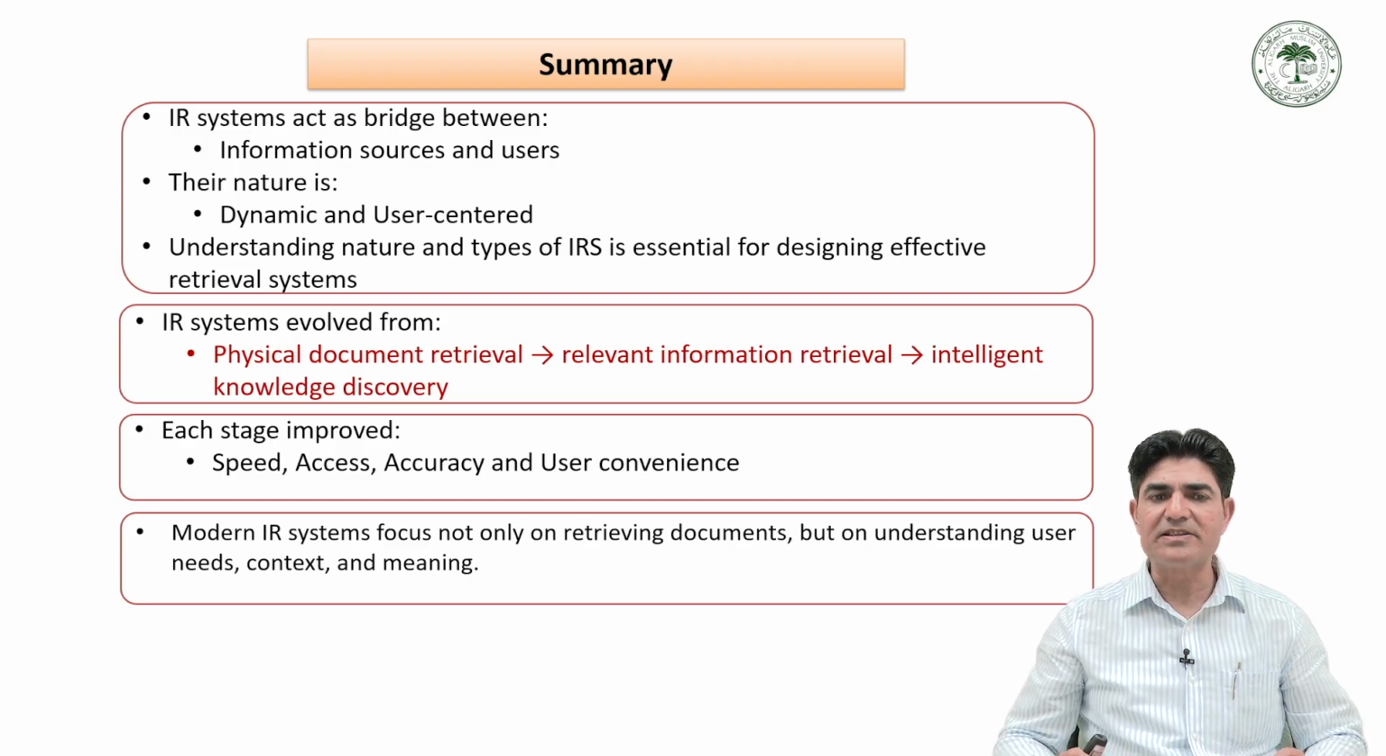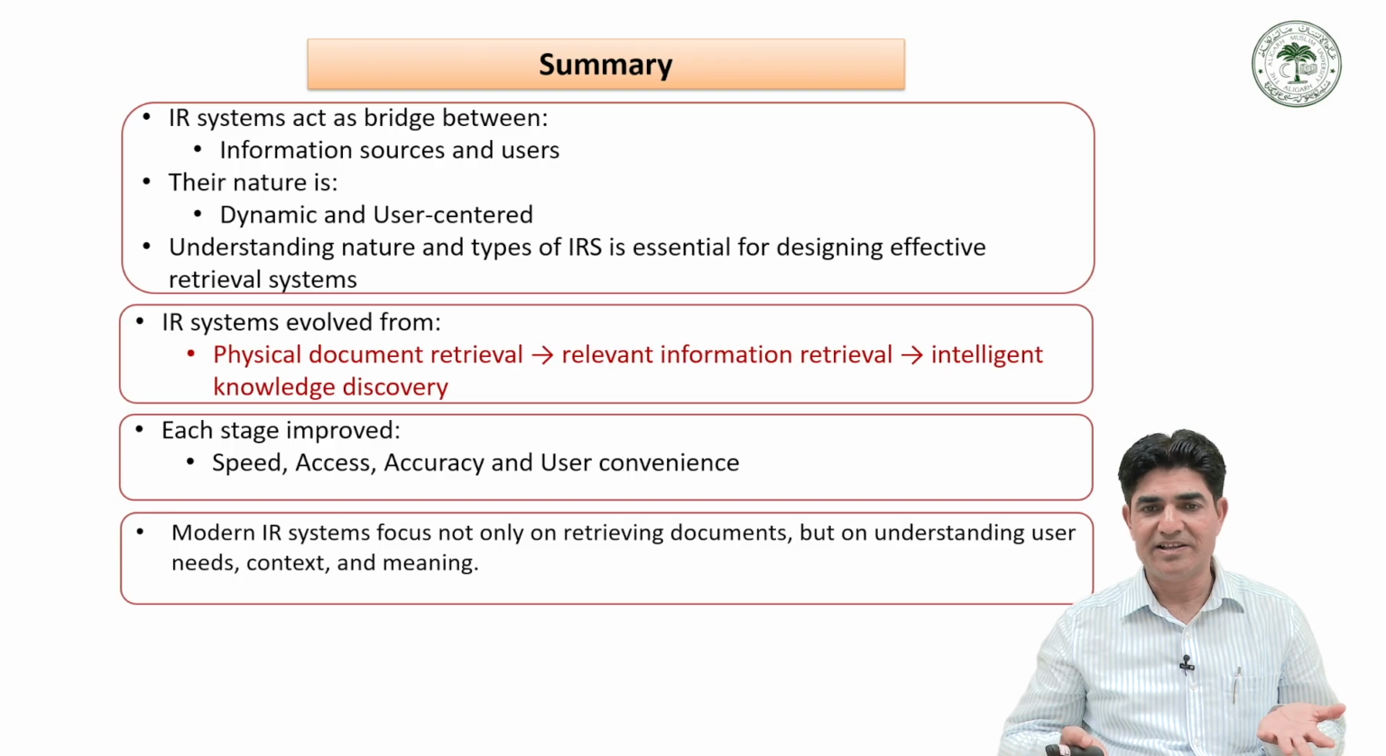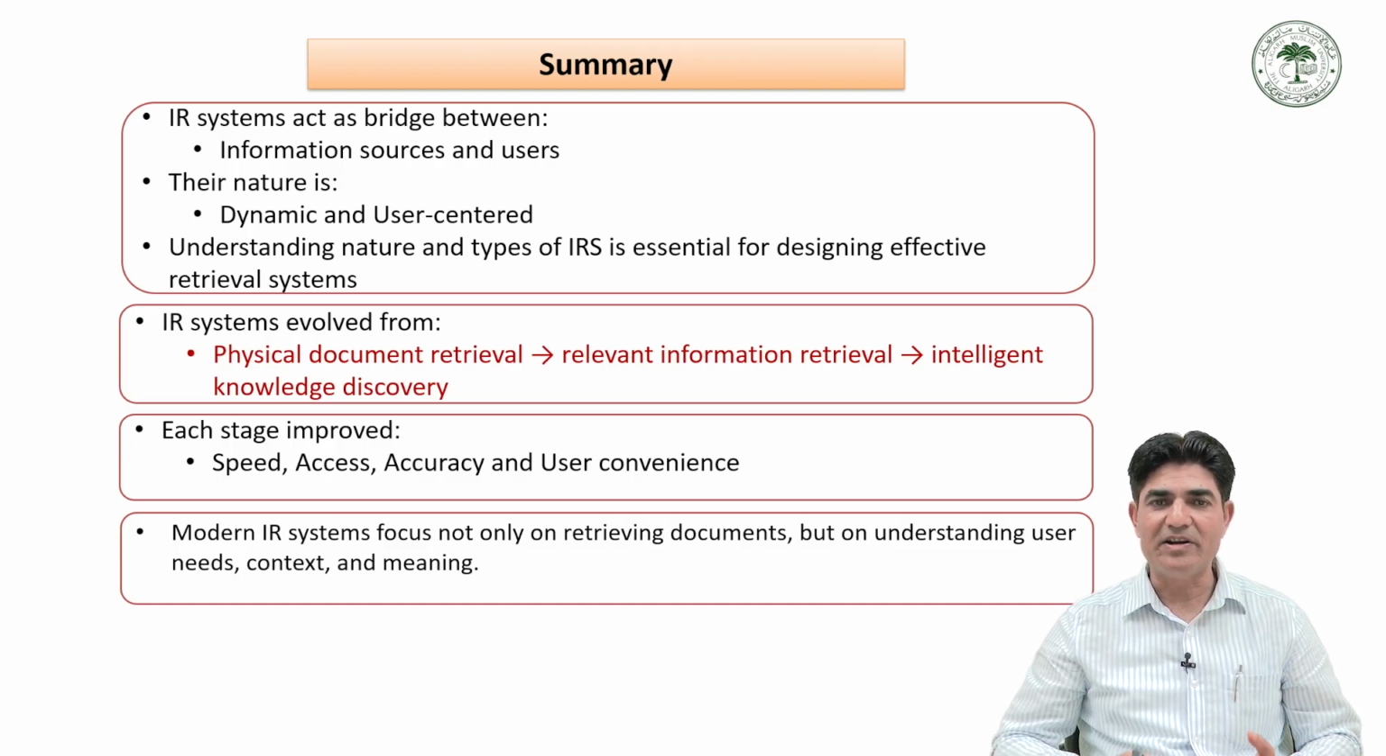Modern information retrieval systems focus not only on retrieving documents, but on understanding users' needs, the context, and the meaning. This is very important because of evolving technology like artificial intelligence. We can interact with the information retrieval system just as we interact with people, and we are able to find information which is relevant to us.